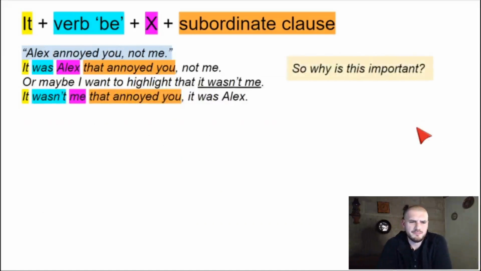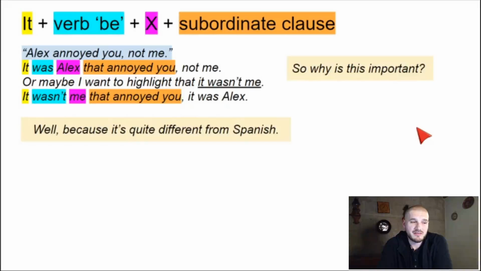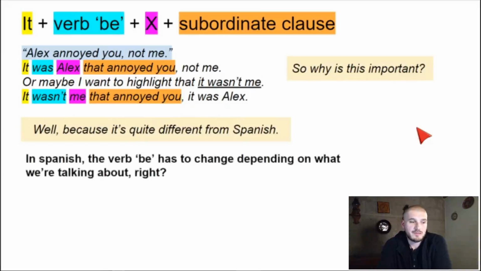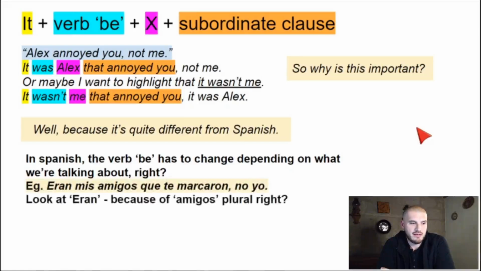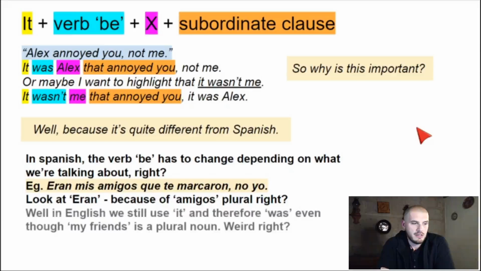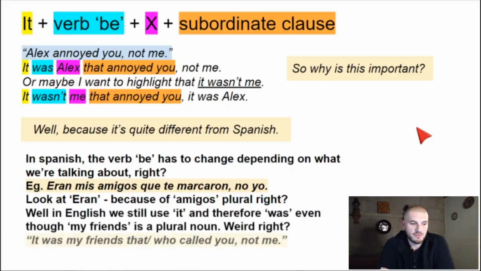Why is this important? Well, because it's a bit different to Spanish. How is it different? Well, in Spanish, the verb be, in this case, it was, it wasn't, has to change depending on what we're talking about, right? For example, you would say, eran mis amigos que te marcaron, no yo. Eran, porque mis amigos son ellos, right? Eran becomes plural. Well, in English, we still use it was, even though my friends is plural. It was my friends who called you, not me. Okay? It's kind of weird, but it's the difference. It's a big difference.